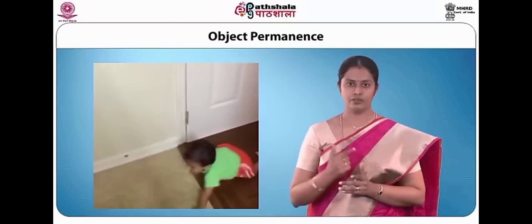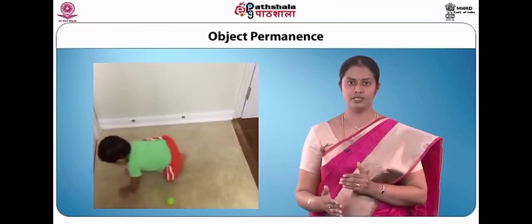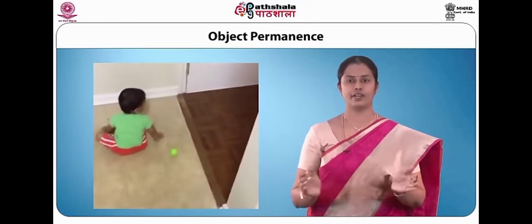Now, watch this video. Here, the child shows a capacity of mentally representing the ball even when not found. First, he searches in a place where it fell, but when he cannot find it, he searches on all sides and finally locates it. The second feature is deferred imitation.